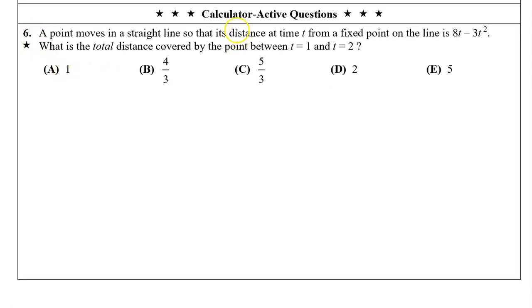Number 6 is a calculator active question, so we will use our graphing calculator as needed. A point moves in a straight line so that its distance at time t from a fixed point on the line is 8t minus 3t squared. What is the total distance covered by the point between t equals 1 and t equals 2?